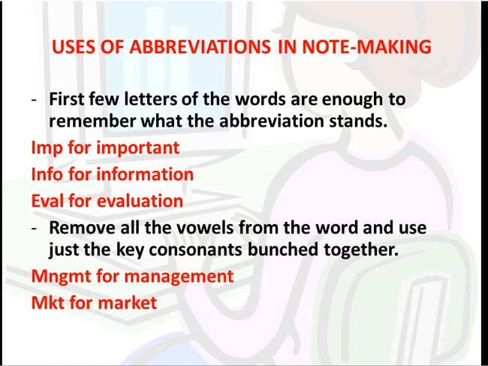Uses of abbreviations in note making. The first few letters of the words are enough to remember what the abbreviation stands for. For example, IMP for important, INFO for information, EVAL for evaluation. Remove all the vowels from the word and use just the key consonants bunched together. For example, MNGMT for management, MKT for market.